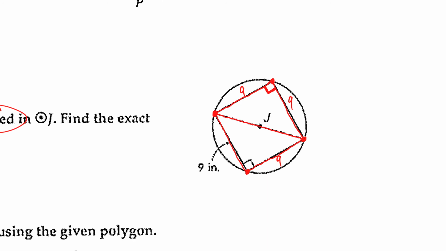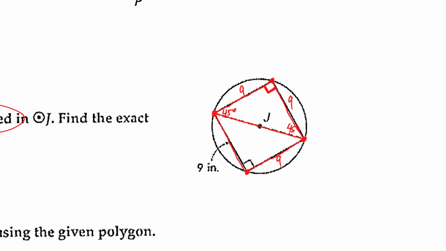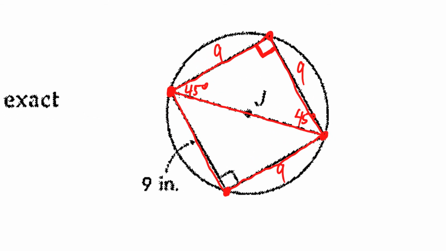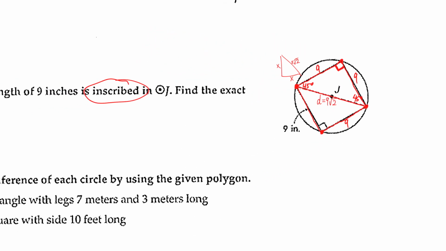A 45. There you go, that's it. We've got a 45, 45, 90. If you remember the rules on that, we have 9, 9. How long is the hypotenuse going to be? Remember the rules on a 45, 45, 90: you have x, x, and x square root of 2. So it's 9 square root of 2, and that's your diameter right there. So the diameter of the circle is 9 square root of 2.